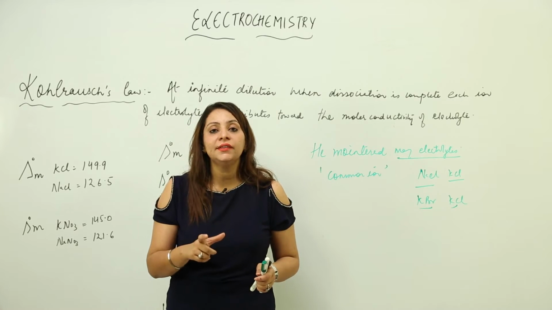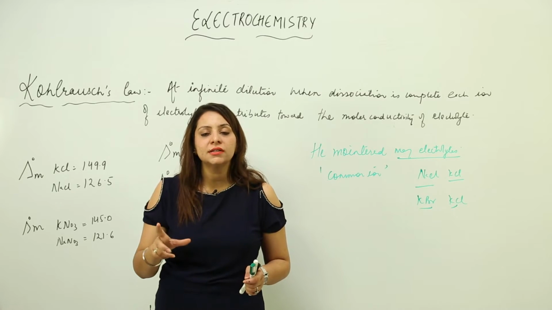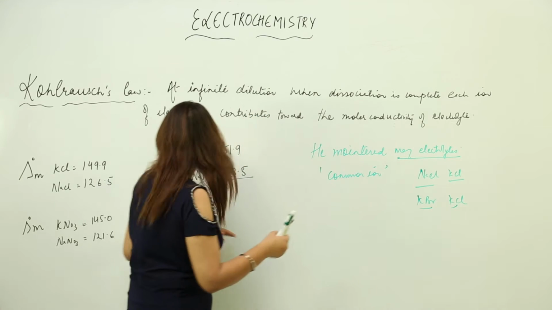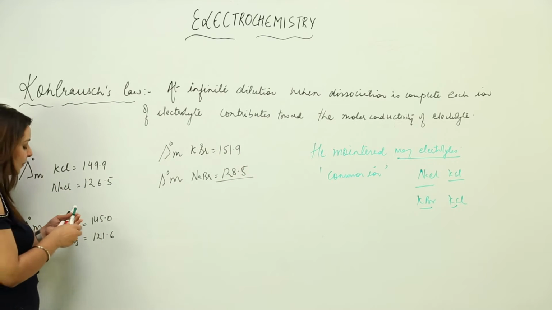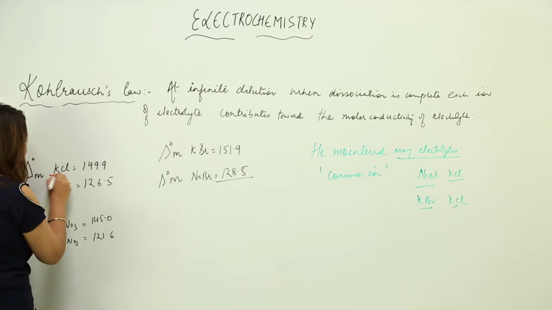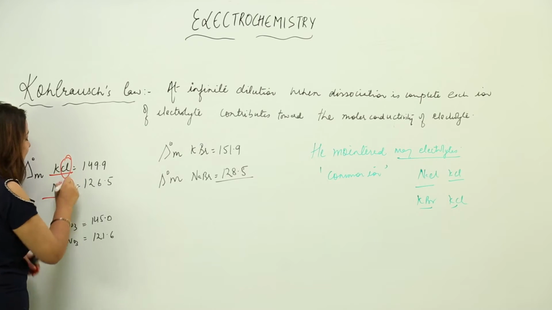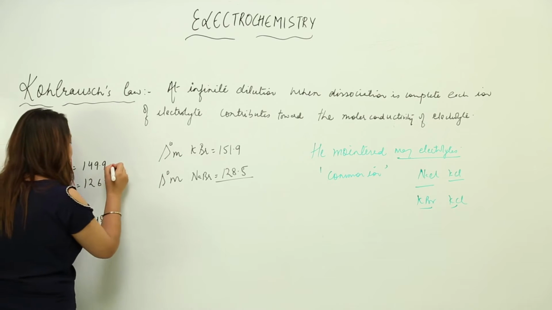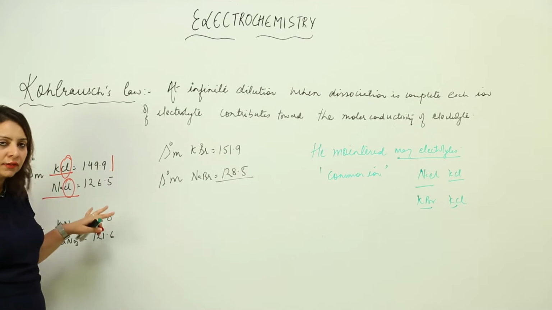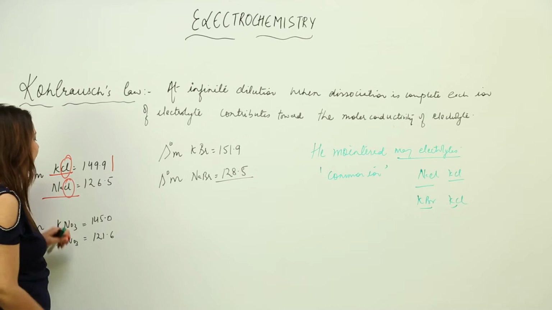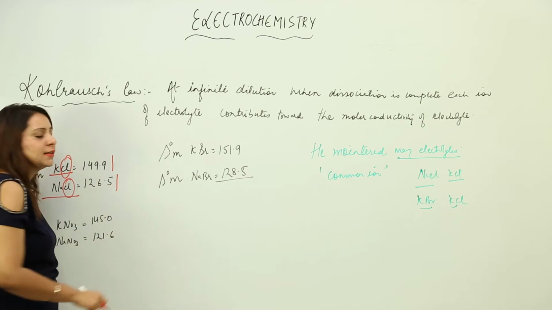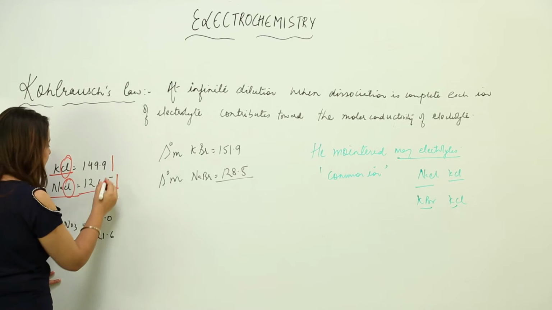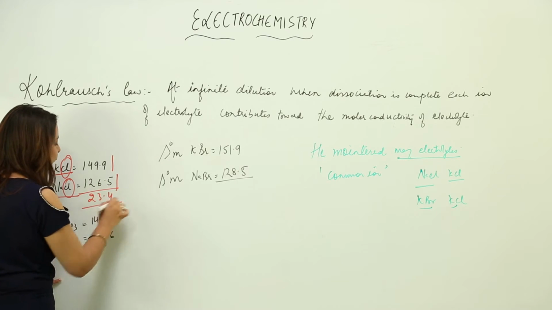then the molar conductivity difference between the two is the same. Again, I am going to explain how. Suppose I have an example for you. Suppose I have electrolytes which have a common ion, let's say KCl and NaCl. As you can see, Cl is the common ion. If I talk about the molar conductivity of KCl, its value is 149.9 something. And the molar conductivity of NaCl is 126.5. So if I take the difference between the conductivities, it comes to 23.4.